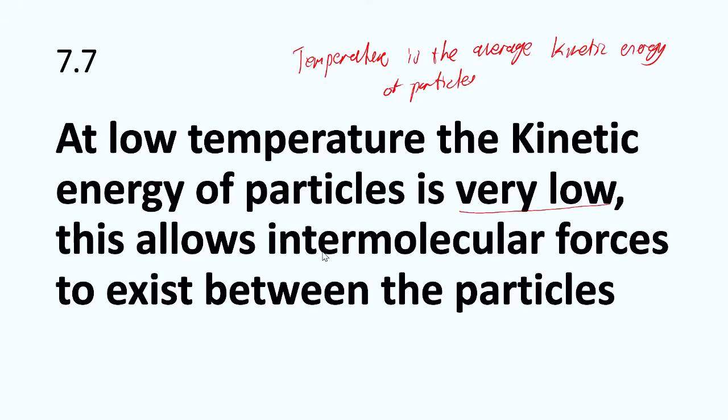And then this allows intermolecular forces to now exist between the particles. But now we know once there are intermolecular forces between the particles, then your real gas will start to deviate from an ideal gas, because remember, an ideal gas does not have any intermolecular forces in between its particles. So the existence of intermolecular forces in real gases makes the real gas deviate from ideal gas behavior.